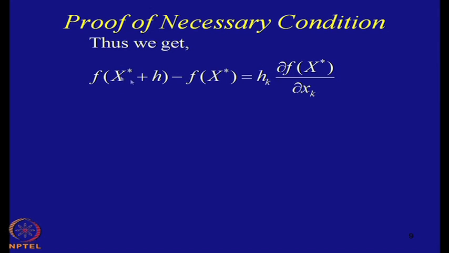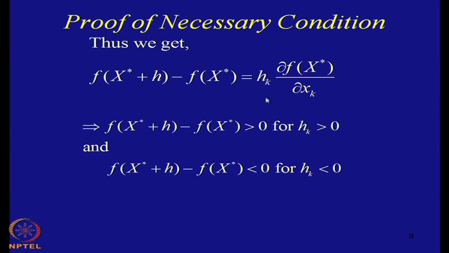Now we have assumed that del f x star by del xk is not equal to 0. First let us assume that this is greater than 0. If del f x star by del xk is greater than 0, then what is happening? For hk greater than 0, the left hand side expression is greater than 0. For hk less than 0, the left hand side expression is less than 0, because we have assumed this as greater than 0.